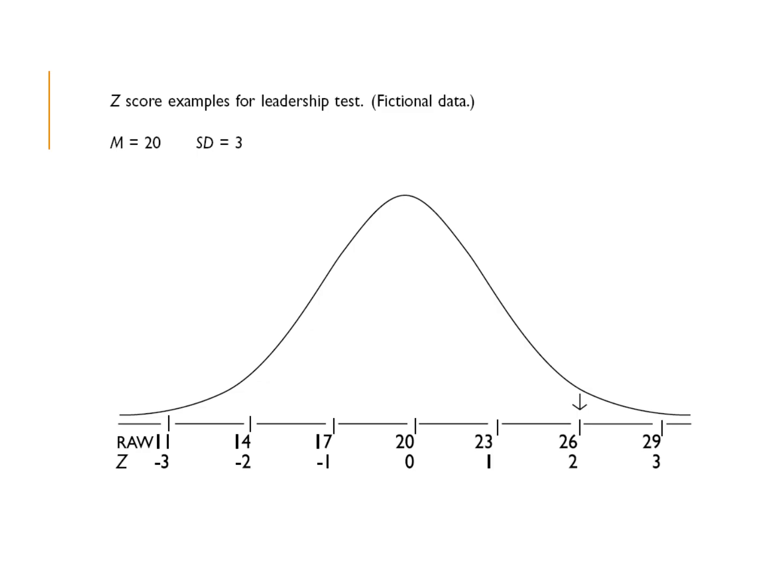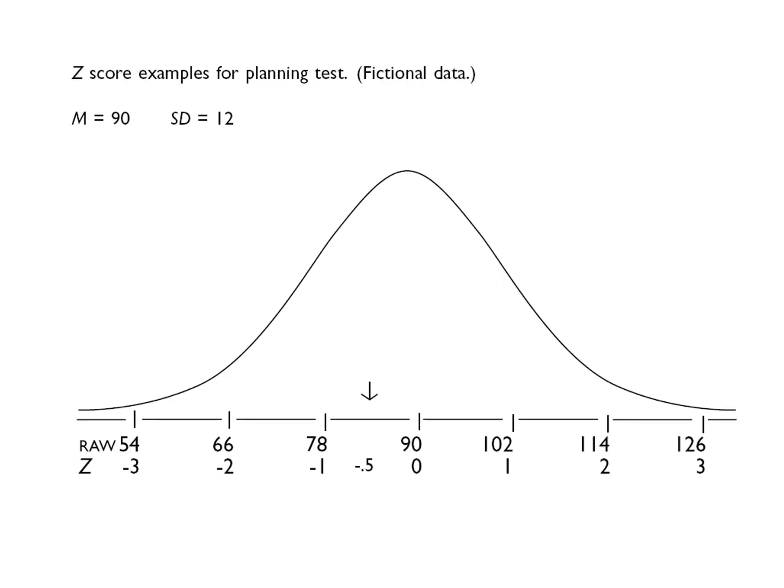However, knowing the standard deviation is helpful here as well. If the standard deviation is 3, a person with a score of 26 is 2 standard deviations above the mean. The standard deviation acts as a unit of measurement to know how extreme the score is.